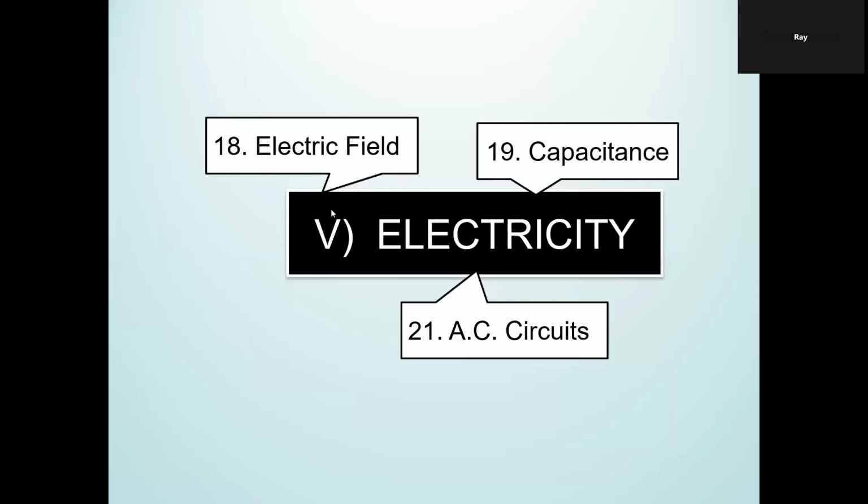Okay, under electricity, we will study electric field, capacitance, AC circuit, topic 21. Right? AC circuit can be electricity, can be magnetism, both.